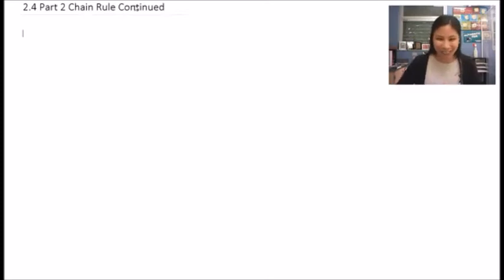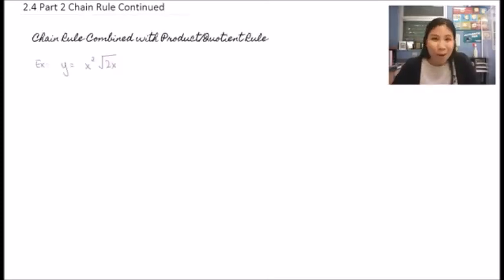So here we go. First example, I've got y equals x squared times the square root of 2x. So clearly we've got product rule here because I have two things being multiplied. I've got the x squared and I have the square root of 2x. But I also see that I need chain rule because the square root of 2x is a little bit more complicated because there's stuff inside of the square root.